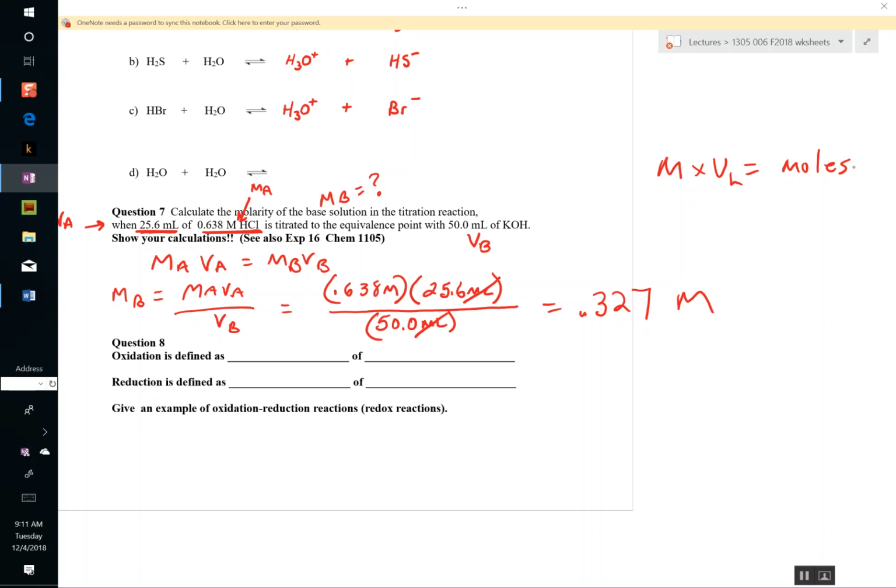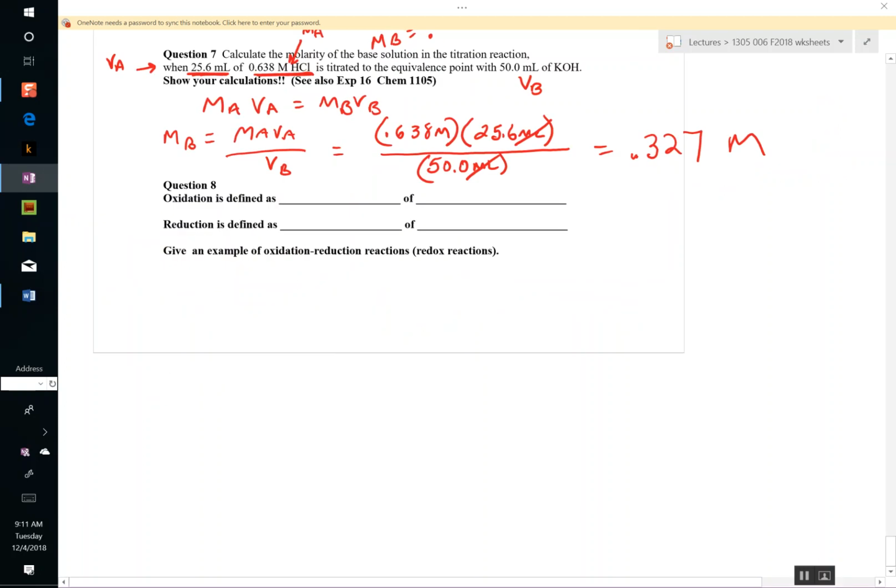But let me just say this. There will be a problem on the test where it asks for moles, not a titration problem. But if you're working with solutions and the problem is ever asking for moles, then you do have to convert the volume into liters. All right?